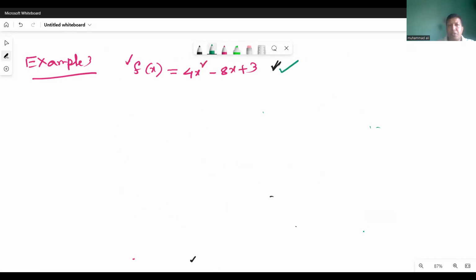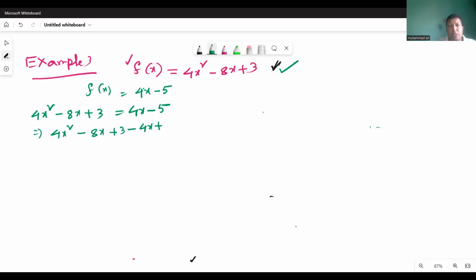This is the curve equation, and the line equation is f(x) equals 4x minus 5. As they intersect, both of them are equal. So we can write 4x squared minus 8x plus 3 equals 4x minus 5. Now 4x squared minus 8x plus 3 minus 4x plus 5 equals 0. Finally, we get 4x squared minus 12x plus 8.